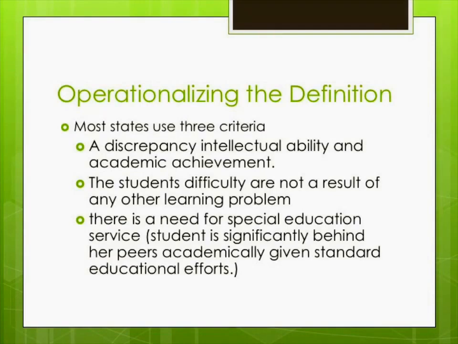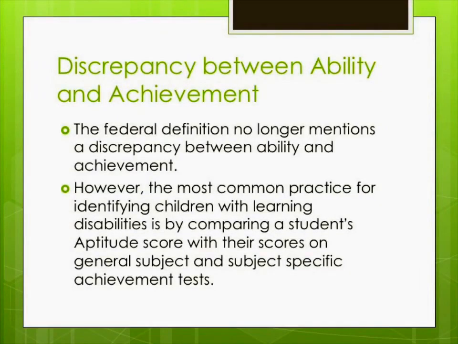Please notice that the criteria most states use is a discrepancy between intellectual ability and academic achievement. This is one of the key criteria for learning disability, and this criteria has caused the field much consternation. With that being said, please also note that the federal law no longer mentions a discrepancy between ability and achievement. It is, however, the practice of most states to use a discrepancy formula to determine eligibility for a child under the category of learning disabilities.